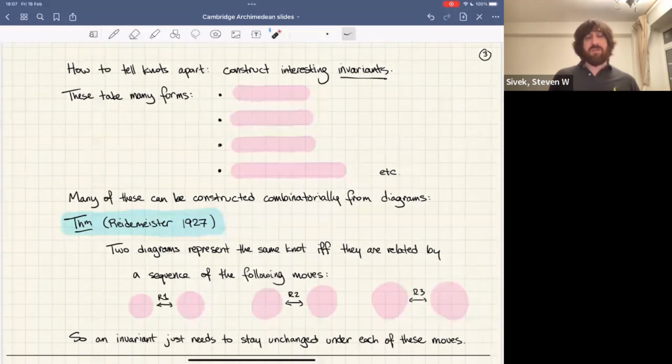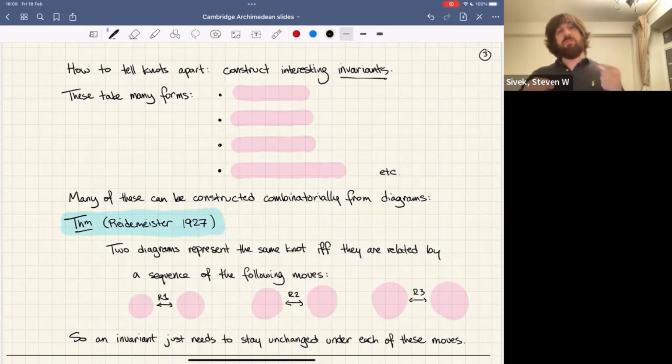For the basic question, how do you tell knots apart? How do you tell if a knot is unknotted? Well, you have to construct interesting invariants. If you don't see a way that two knots should be the same, then maybe you need to find a way to provably distinguish them. And these can take a lot of forms. So I'm going to talk about a few different types of knot invariants here.